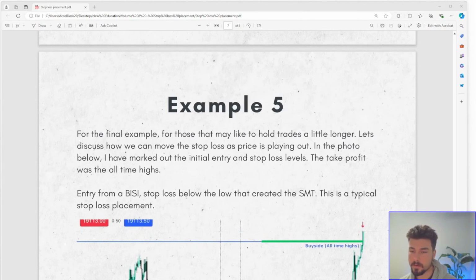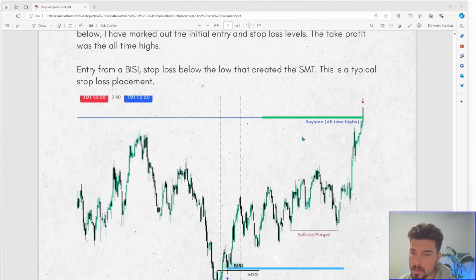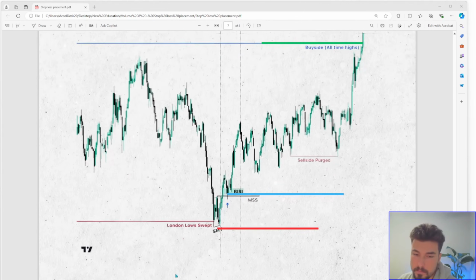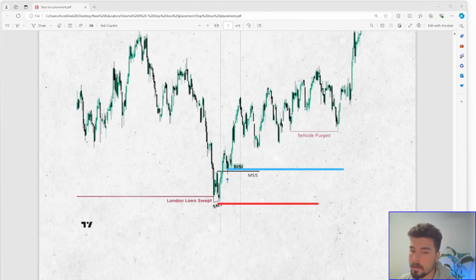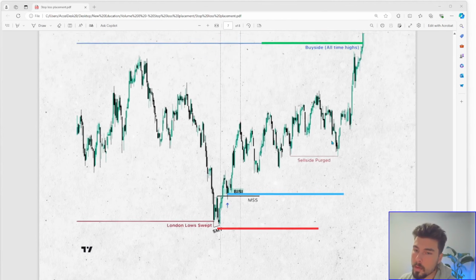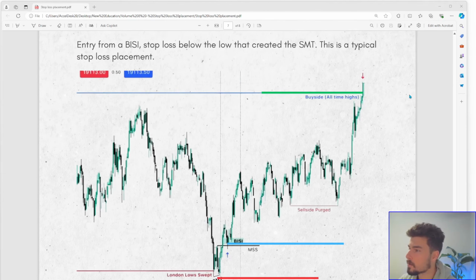It's something that I've been experimenting with slowly but surely over the last couple of months. And I just want you to have a look at this, right? So in this case, we sweep London lows, right? There's SMT, these lows. We have a shift in structure. We return back into a bullish gap. That's my entry. I want to take price all the way up to the all-time highs, which is great.